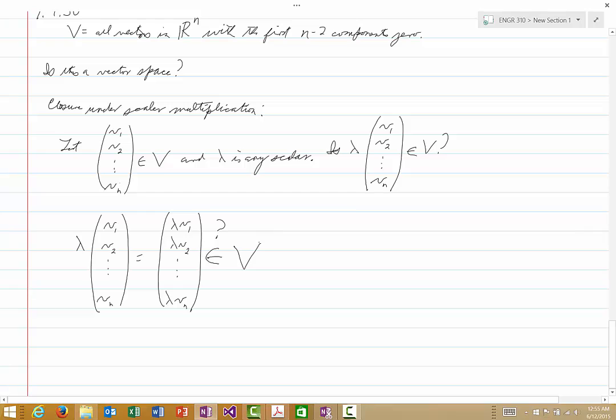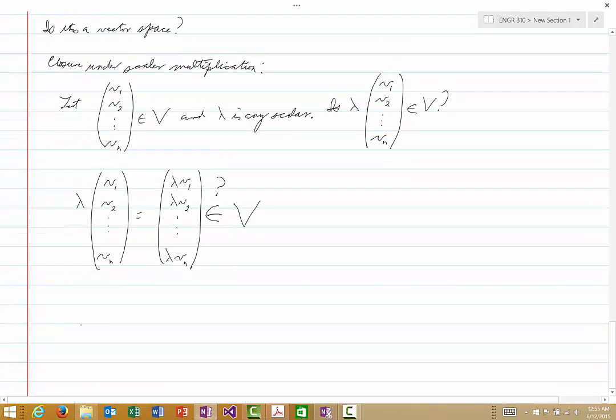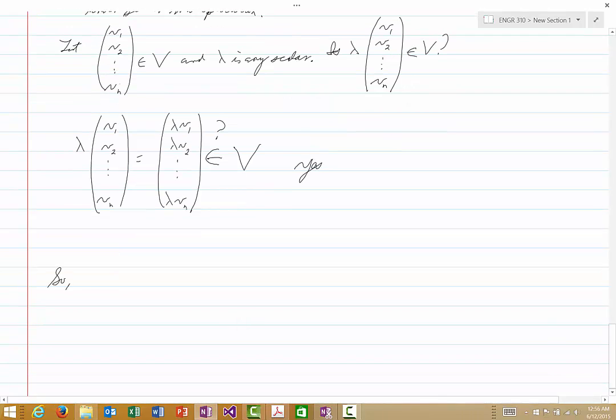Well, remember, that's equivalent to asking if the first n minus 2 components are equal to 0. If the first n minus 2 components are equal to 0, then this is an element of V. If not, then it's not an element of V. Well, remember that we started off here with a vector that is in V. So that means v1 and v2 and v3 all the way up to v(n minus 2), all of those are 0. So if the first n minus 2 components of this vector are 0, then when we multiply them by lambda, the resulting vector here will also have its first n minus 2 components equal to 0. So the answer in this case is yes. So V is indeed closed under scalar multiplication.